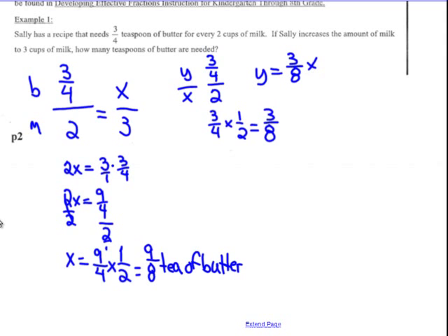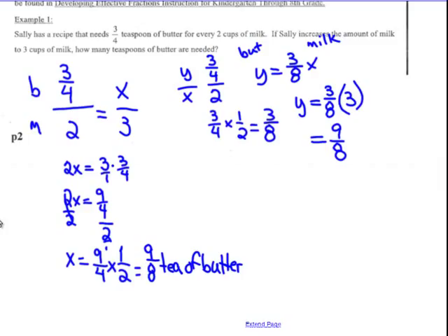I could use an equation and solve this. Since y is my butter and x is my milk, put the 3 into this equation. Y equals 3/8 times my new milk, 3. Well, 3/8 times 3 would be 9/8. So you could use the constant of proportionality idea and solve this.